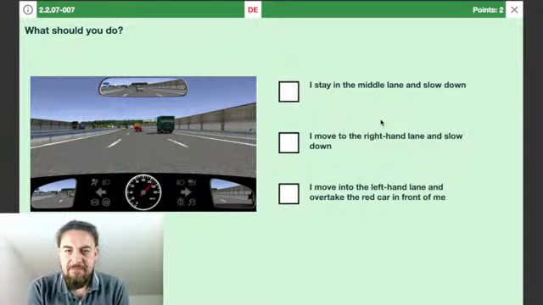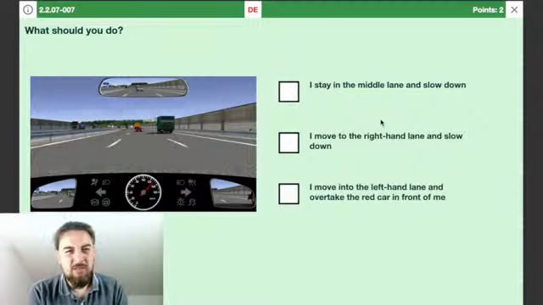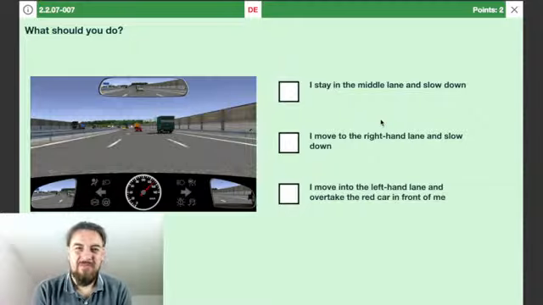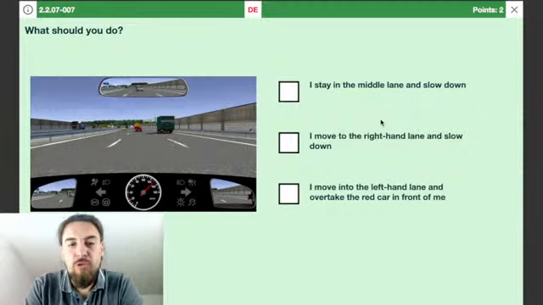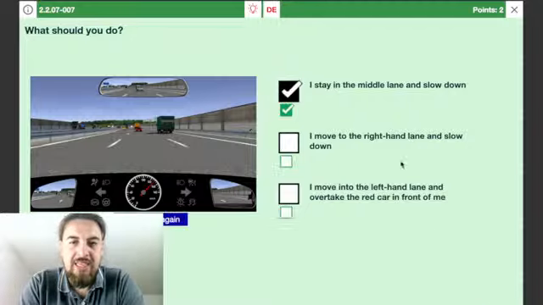I stay in the middle lane and slow down. I move to the right-hand lane and slow down. I move into the left-hand lane and overtake the red car in front of me. 1, 2, 3. All of them? Okay. You should stay in the middle lane and slow down. That is the correct answer.